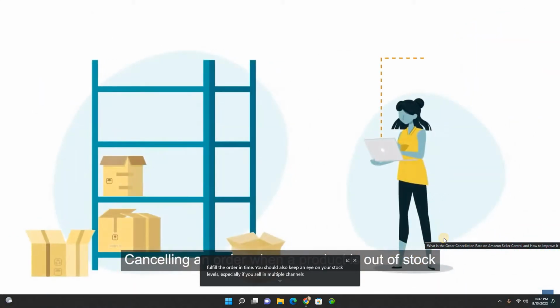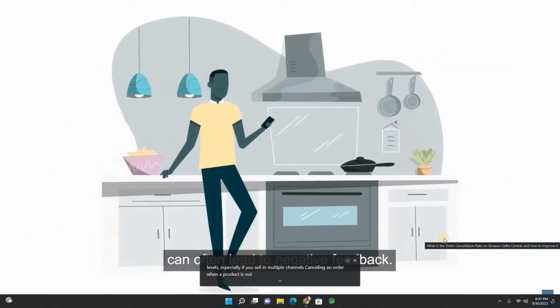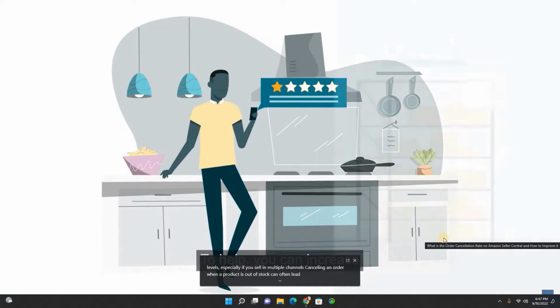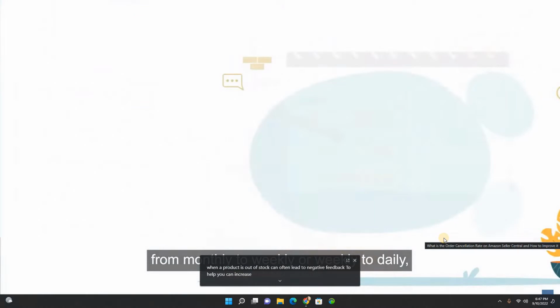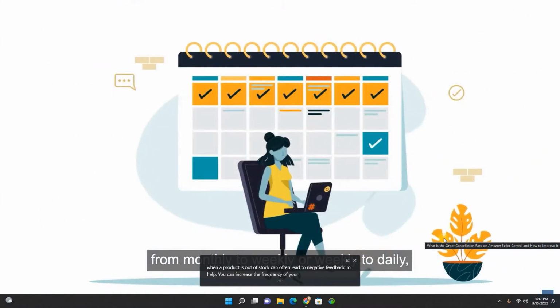Canceling an order when a product is out of stock can often lead to negative feedback. To help, you can increase the frequency of your inventory updates from monthly to weekly or weekly to daily, for example.